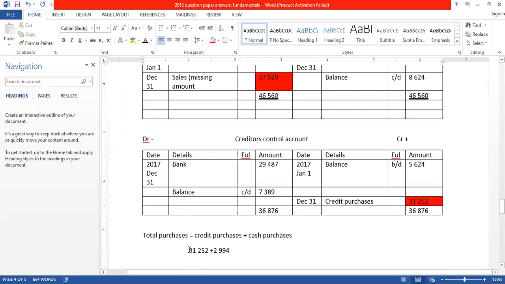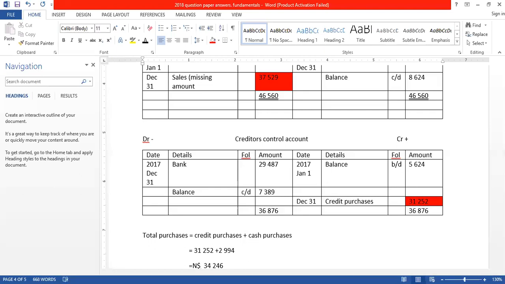So what will be your total purchases in this case? Your total purchases will be 31,252 plus 2,904. So your total purchases were 34,246. Those were your total purchases, and that is the amount that you were looking for.